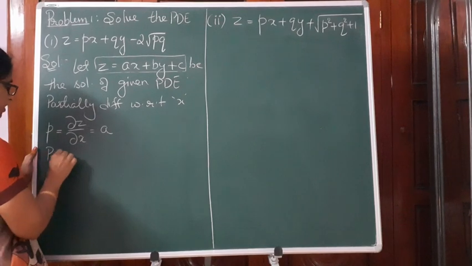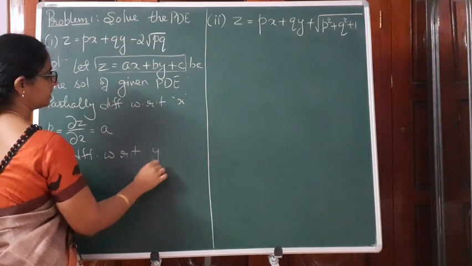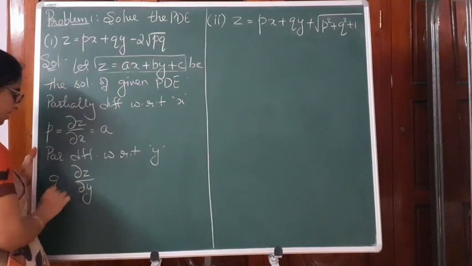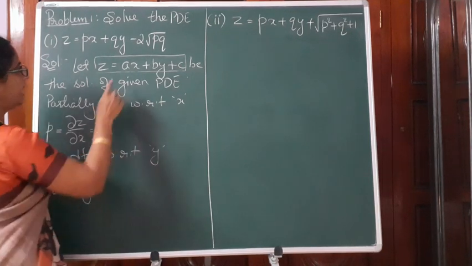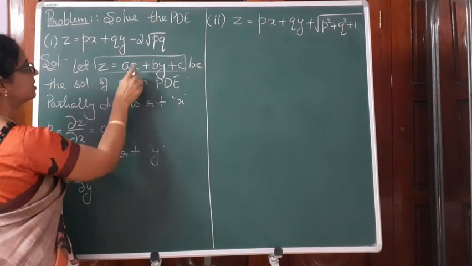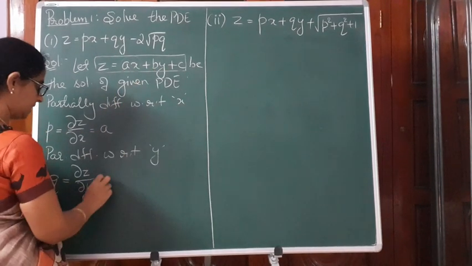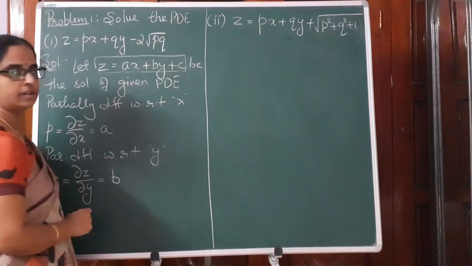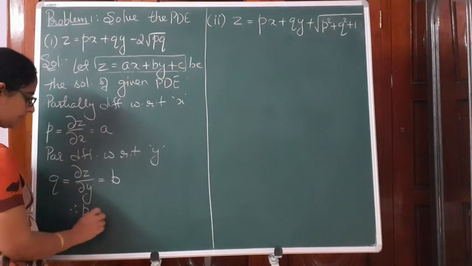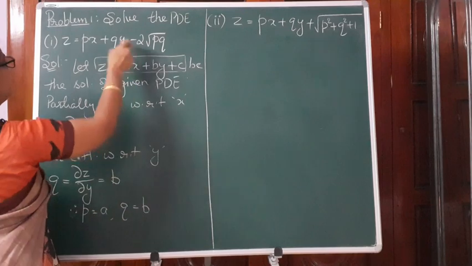Similarly, partially differentiating with respect to y, we get dou z by dou y, which we denote with q. Here we are partially differentiating with respect to y, so x is constant and hence the derivative of ax is 0. Derivative of by is b, so this is b, plus c is a constant, so its derivative is 0. Therefore, p is equal to a and q is equal to b. Now we substitute the values of p and q in the given equation.